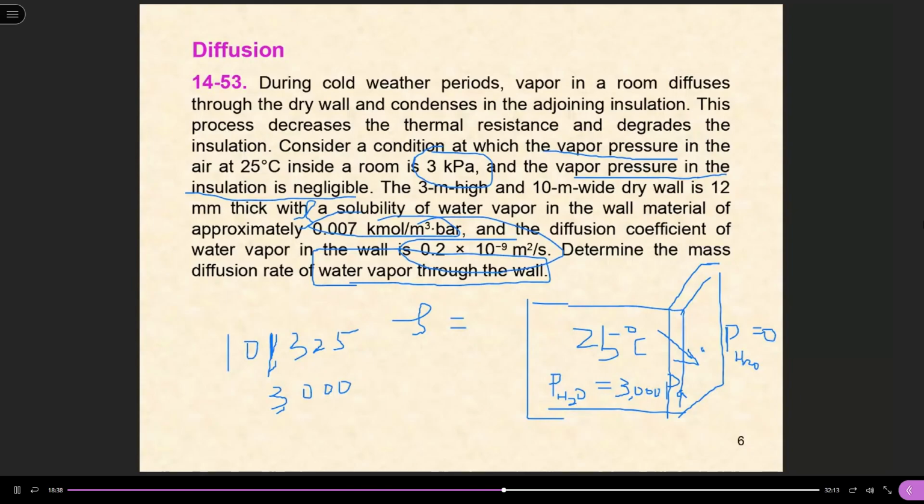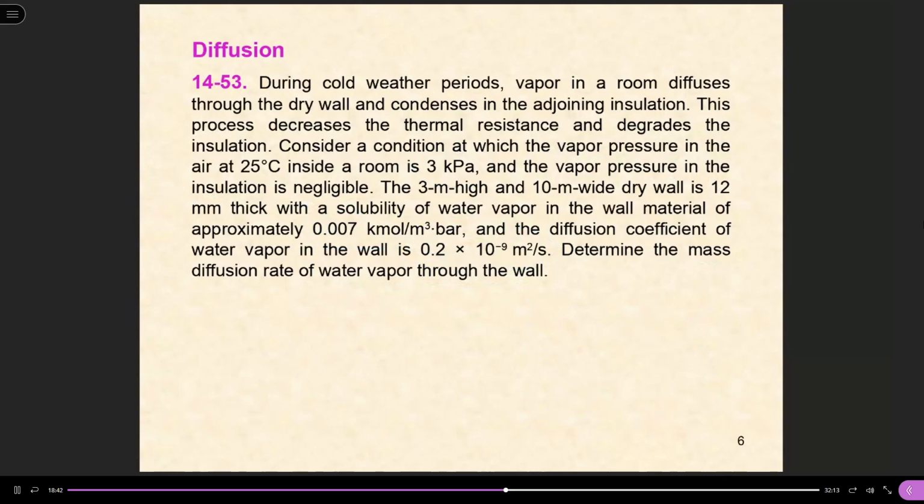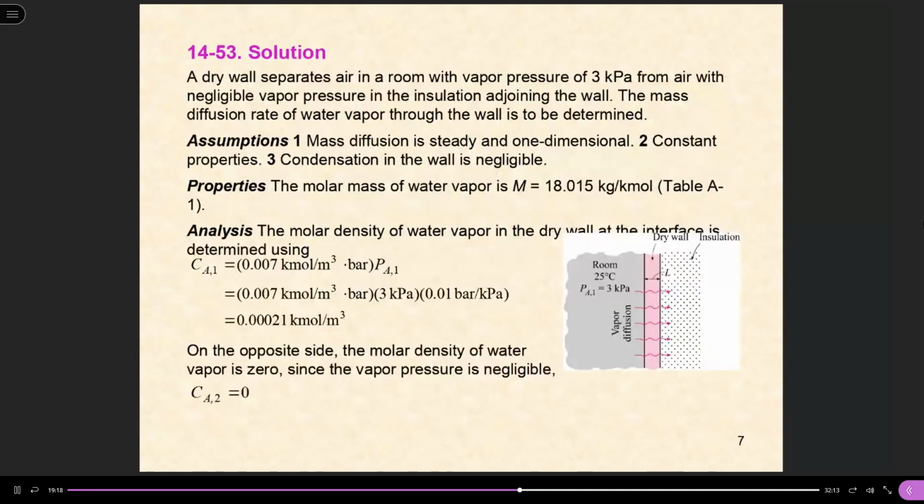Now I clean this board a little bit. You need 2 parameters. The diffusion coefficient is D, and this is the solubility, defined by the Greek letter S. In addition, the thickness of the wall. That's what the equation looks like. This is the so-called dry wall, and outside is the insulation. And you calculate the diffusion of the water vapor through this wall.